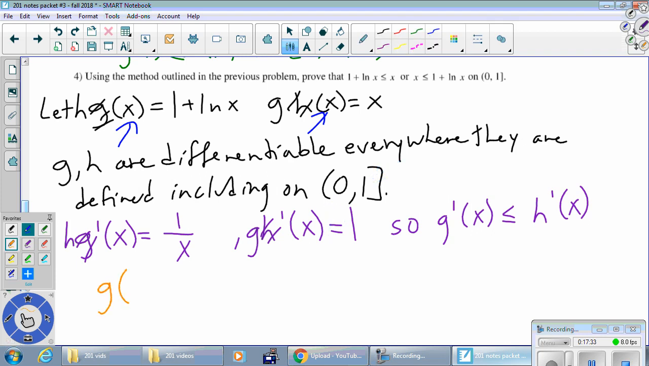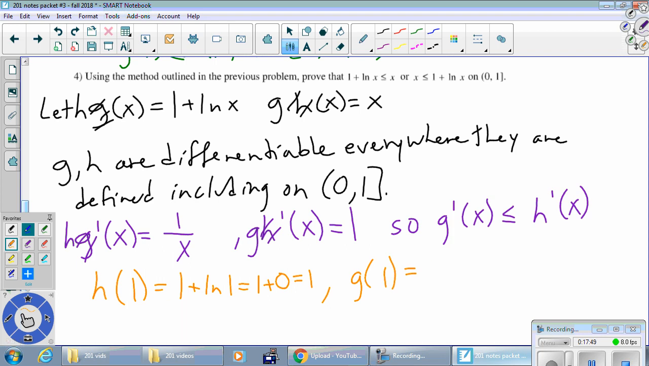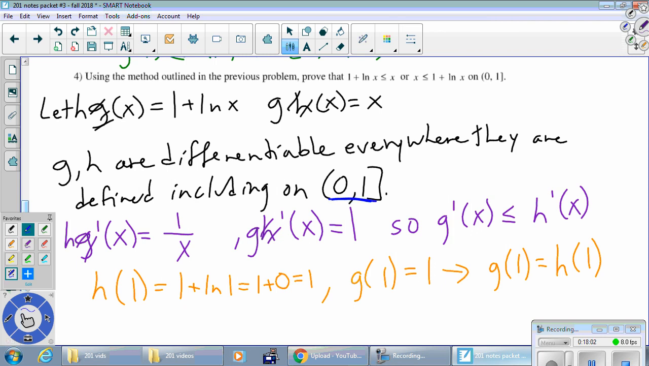I guess I'll keep h first here. H of 1, remember now h is the 1 plus ln function. 1 plus ln of 1. Ln of 1 is nothing, so that's equal to 1. And then g of 1, g is just the x function, so this is simply 1. And what do you know? We're tied. So that means that g of 1 is exactly equal to h of 1. And is that the start of the race or the end of the race? This is the end of the race, right?